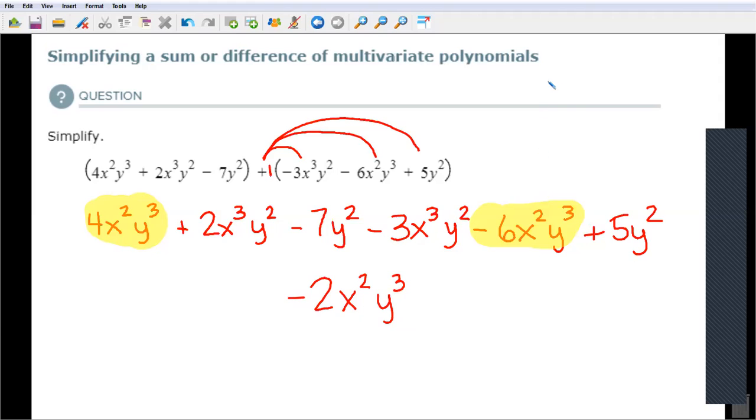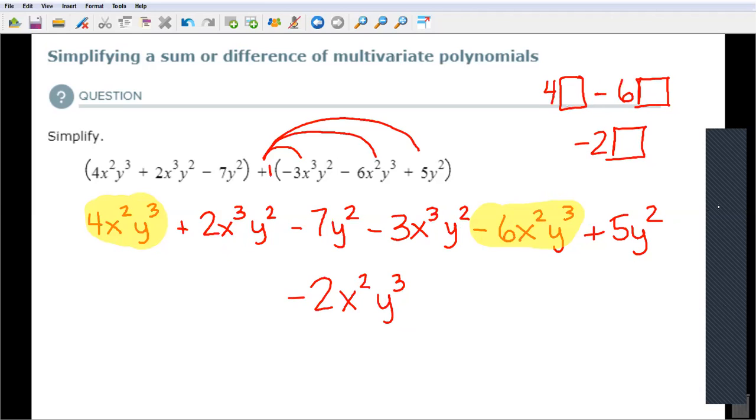Okay? If you had 4 box minus 6 box, it doesn't matter what's inside the box. When you subtract them, you're going to have -2 box. This can be anything here. It could be x, it could be apples, it could be, in this case, x squared y to the third. It could be anything. But when I have like terms, I don't change the exponents. I only do that when I multiply.